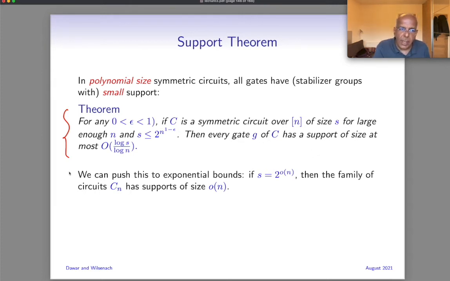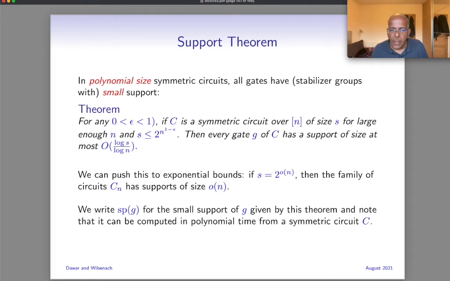And we can push that up to exponential, in fact, by strengthening this theorem, and Greg will tell you more about that. If the size of the circuit is sub-exponential, little o of n, then you can show that the family of circuits has supports of size little o of n. So in other words, showing a linear lower bound on supports gives you an exponential lower bound on the size of the circuit, which is a bit stronger than you get from that theorem itself.